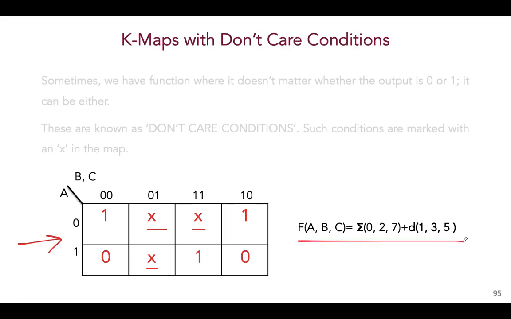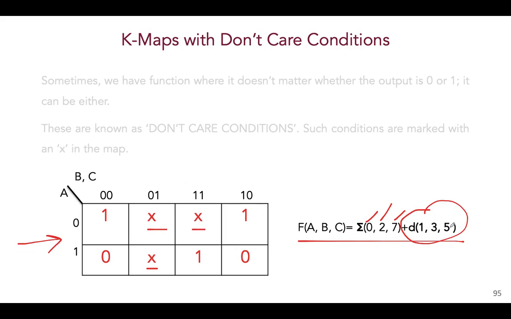In the form of a Boolean expression, it's written like this. We have the minterms: cells 0, 2 and 7 are supposed to contain 1s. The rest of the cells are supposed to contain 0 except these 3 cells. Cells with don't care conditions are represented with a D. D stands for don't care. And then these cells are supposed to contain X's: 1, 3 and 5.